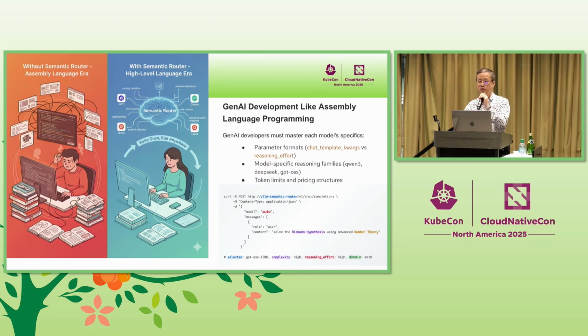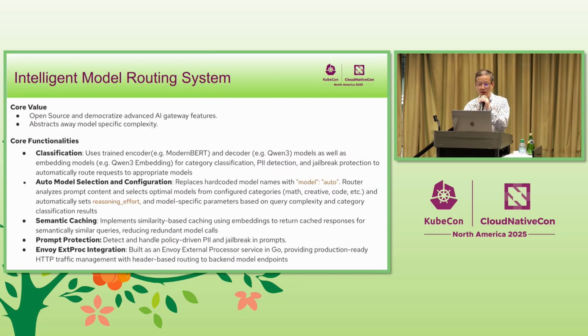We use models extensively in development for classification and summarization, and also for jailbreak detection. So this is more than just programming. There's a model inside, and a model for the model service. This is the core value we are providing to the ecosystem. It's really an open source democratization of advanced AI gateway features.